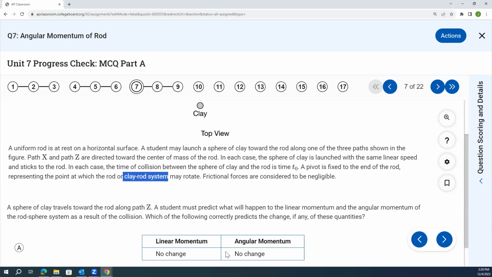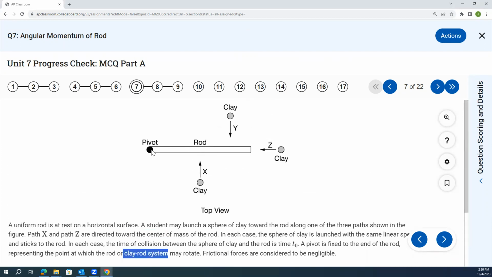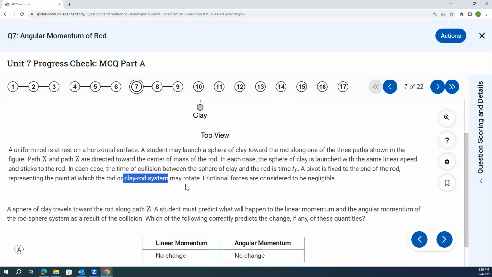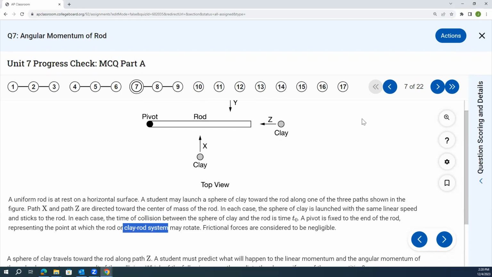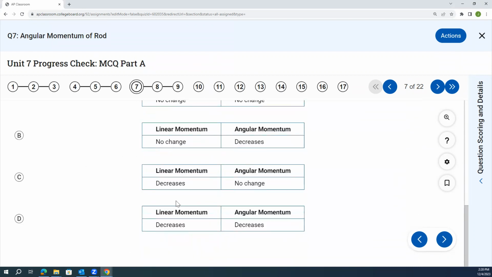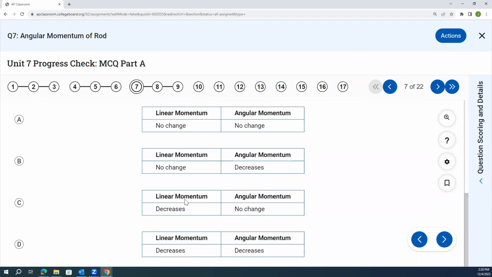But I don't think this is a closed system because this pivot point is grounded into the earth. If these were asteroids floating around in space, that'd be a different story. But that pivot point is grounded into the earth, so there's a force from the earth, from the pivot point. So I don't think you can say that momentum is conserved. Linear momentum is going to decrease for this system, because the clay is in motion, has some momentum, and then comes to a stop. That's a decrease in linear momentum. So it narrows down to either C or D.